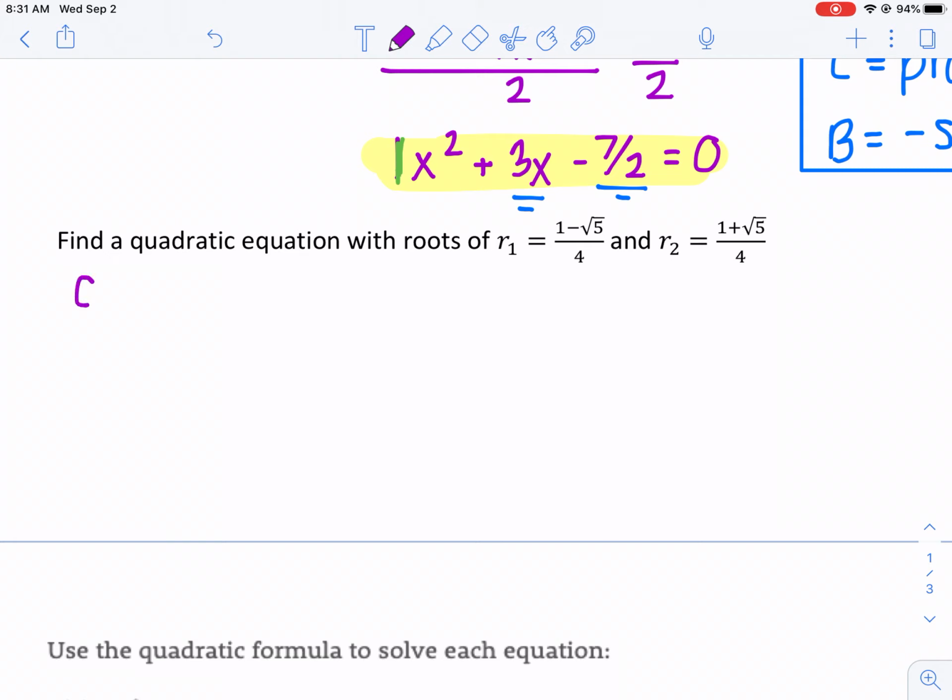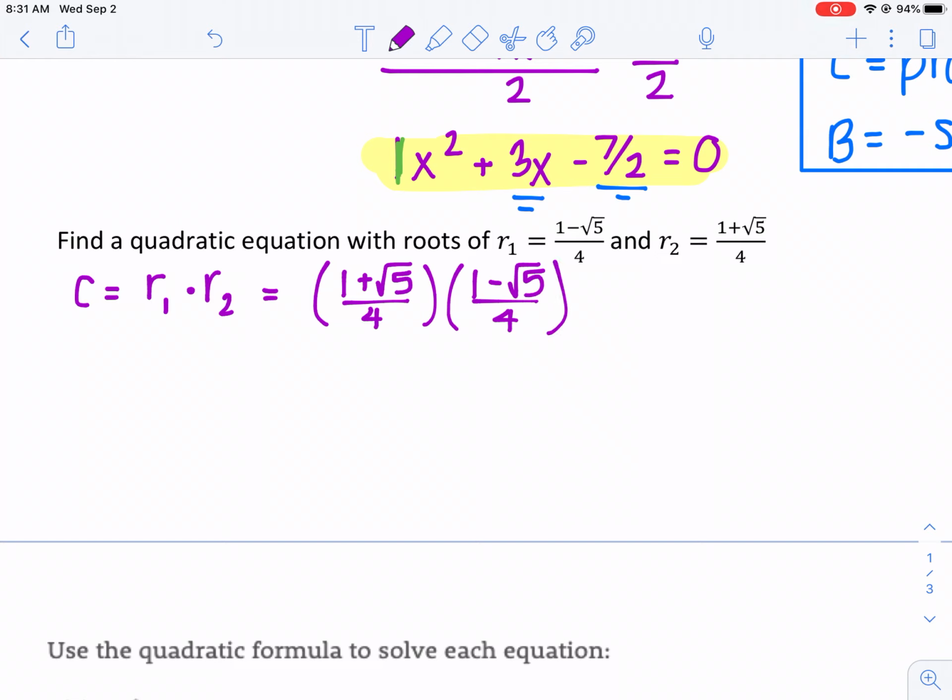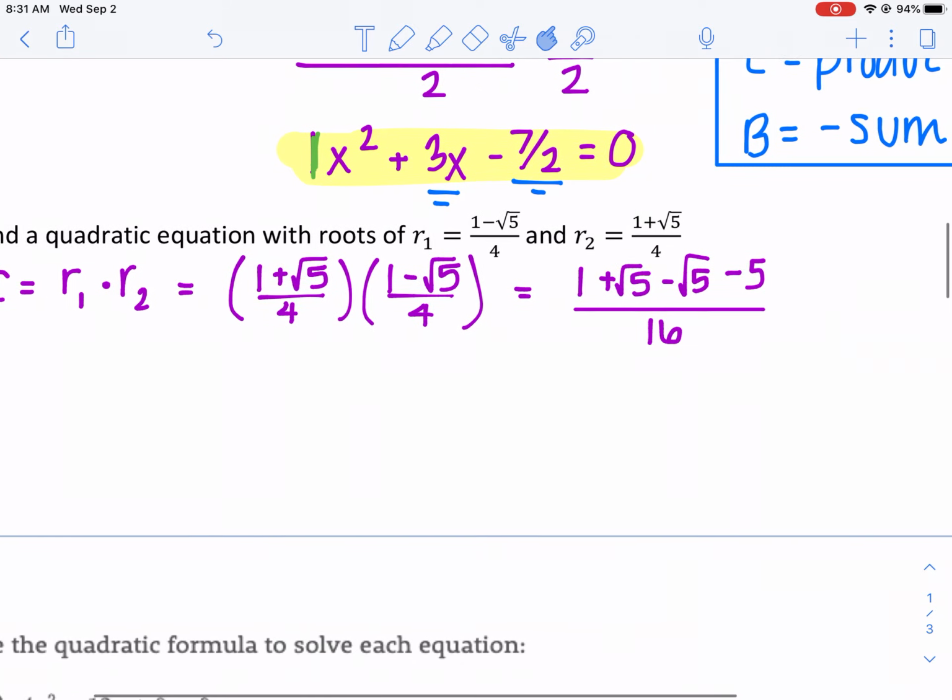So if I want to find C, C is the product, so that's going to be R1 times R2. My root 1 times root 2. So that looks like (1 plus root 5) over 4 times (1 minus root 5) over 4. Make sure you FOIL on the top. Get 1 plus root 5 minus root 5 minus 5. On the bottom, you are still multiplying, so please make sure you put 16. You're multiplying 4 and 4.